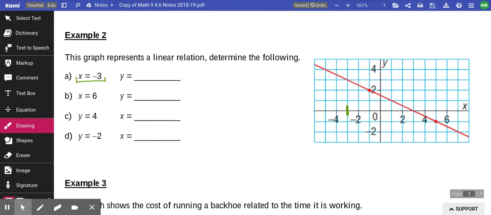Perfect. Now you're looking for a y value. So you need to figure out how far up you have to go until you get to your line. So I have to go up to right there. That has an x value of -3, a y value of +3. So when x equals -3, y equals +3.